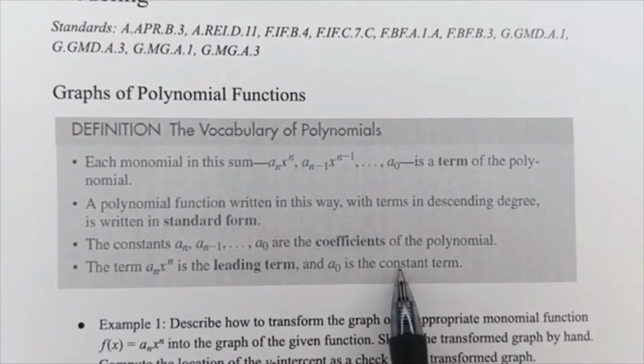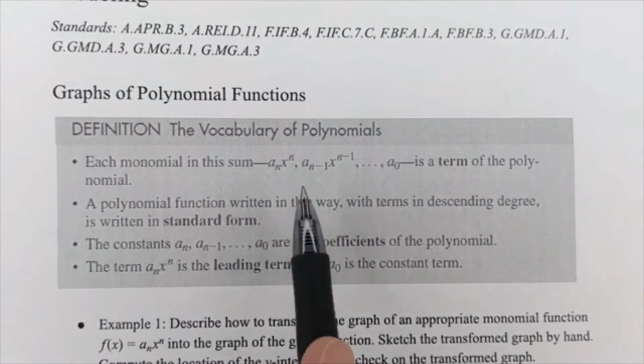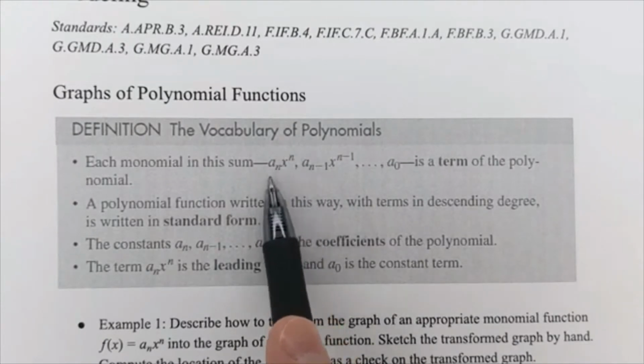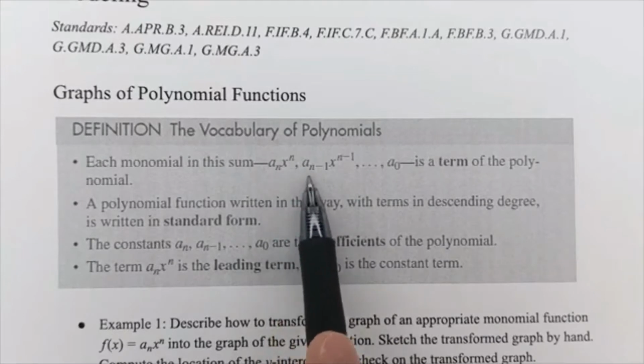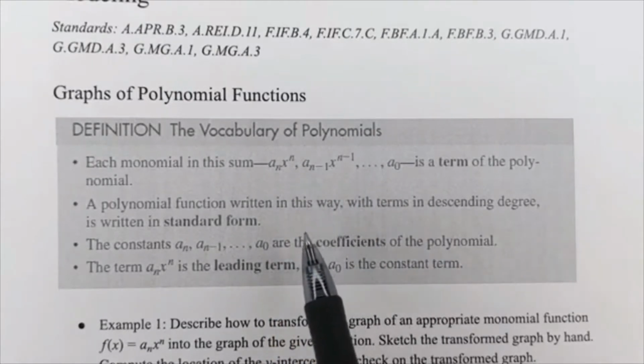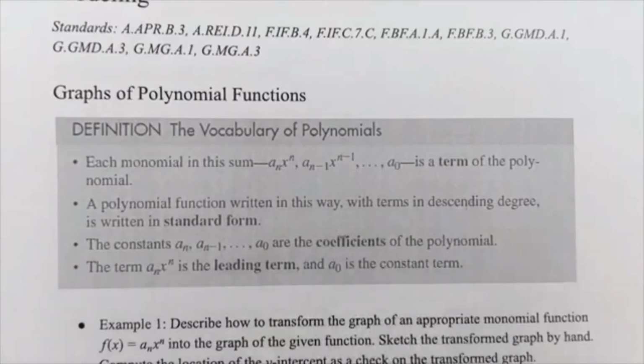It will not have an x in it. If you notice, the subscript here matches the exponent. So if this was an x to the 7th, this should be a7. Now, it's entirely possible that you don't have all of the terms. Just because you have an x to the 7th doesn't mean you have to have an x to the 6th, and so on and so forth.